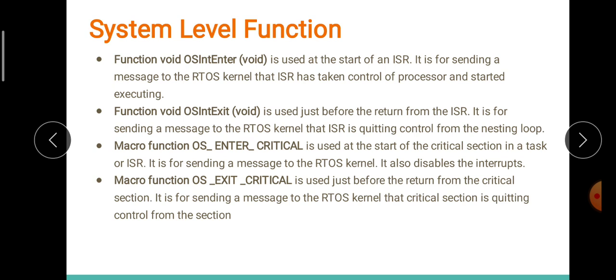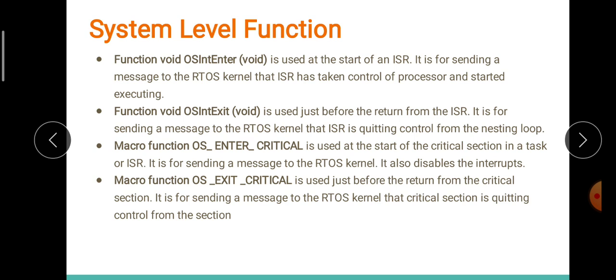Similarly, you will have an opposite mechanism which can be used for enabling interrupts, that is OS exit critical, which is used just before the return from the critical section. So this gives you a message that your RTOS kernel has completed its control from the critical section. It is now free to welcome any other interrupts. So this function will enable the interrupts in the system.